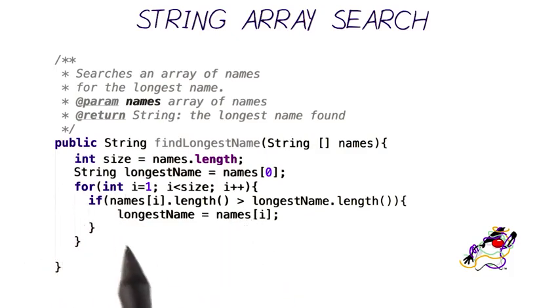After we're done with our loop, that means we've visited every single cell in the array, and we're always updating longestName if we find something that's longer. That means we can safely return longestName. There we go.